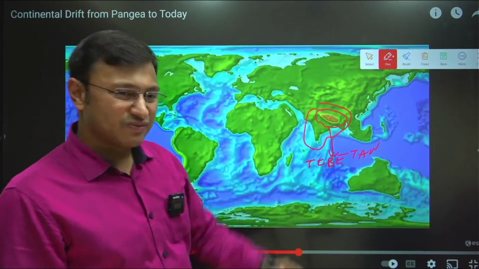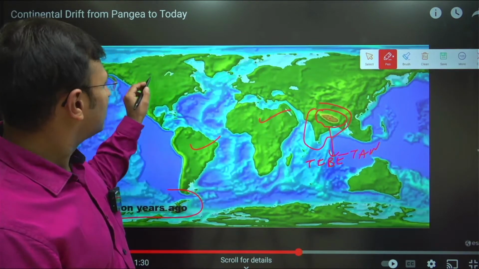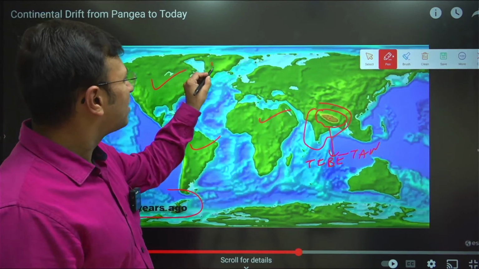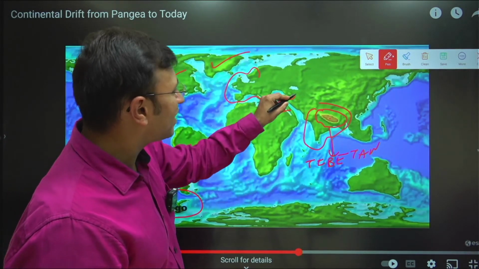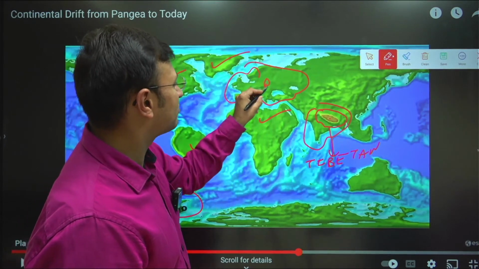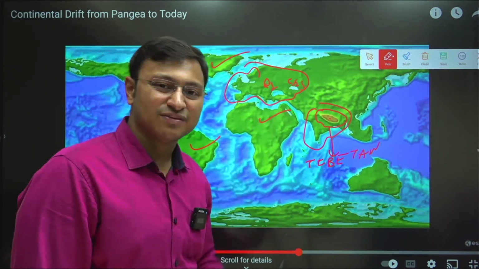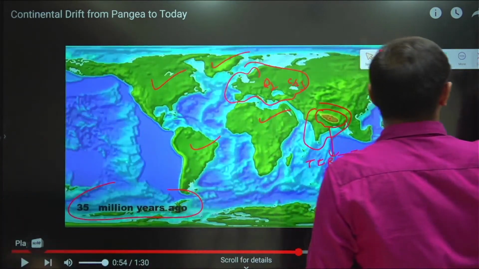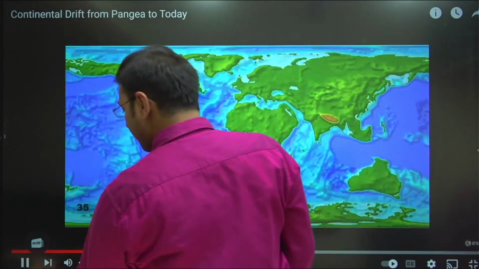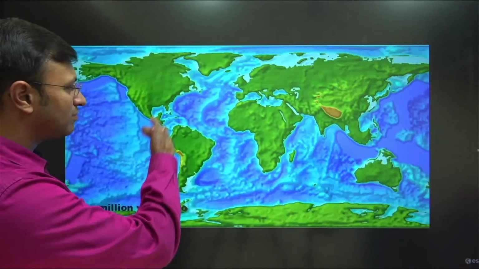So the Indian plate has finally collided. Africa has taken shape. South America has taken shape. North America has taken shape. Greenland has taken shape. The continental landmass of Europe has finally taken shape. So this is our Black Sea. This is our Caspian Sea. So all these seas have now started to form up on the world atlas. Okay. So let's move ahead.